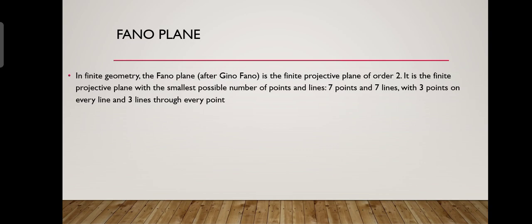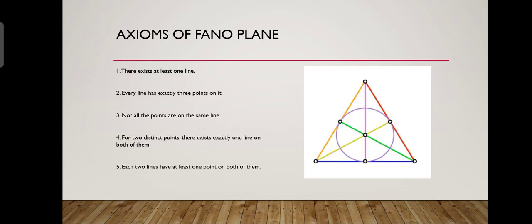It is the finite projective plane with the smallest possible number of points and lines, 7 points and 7 lines, with 3 points on every line and 3 lines through every point. Based on the definition, the Fano plane has 7 lines and 7 points. As a visual aid, we can see the points and the lines in the figure. Here's the figure of the Fano plane.